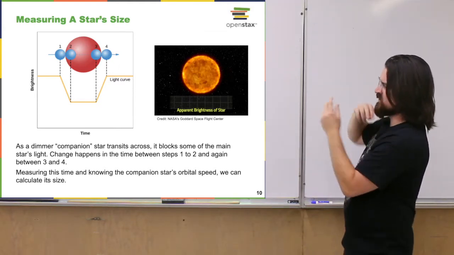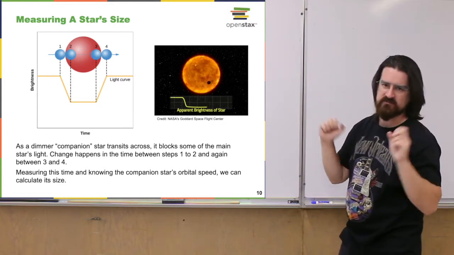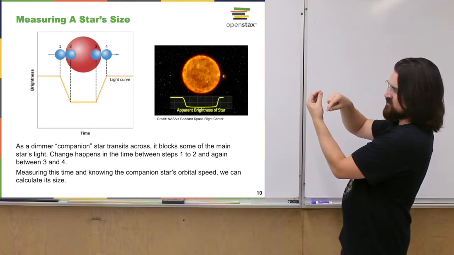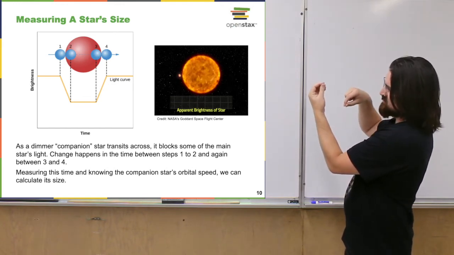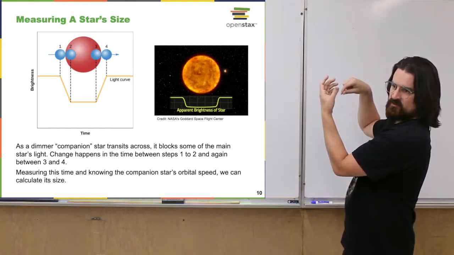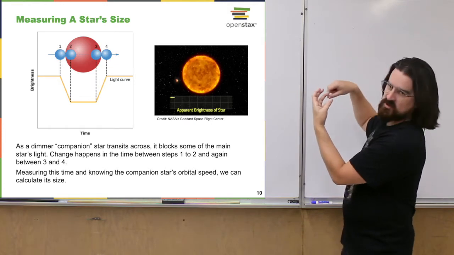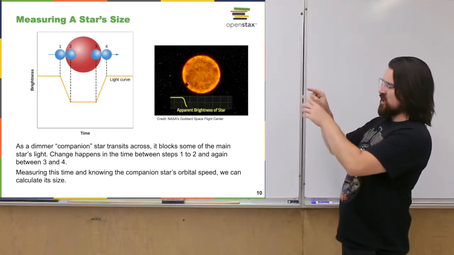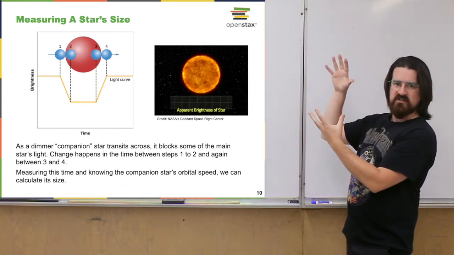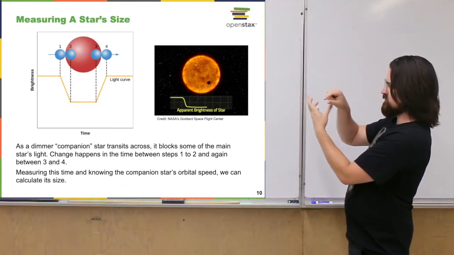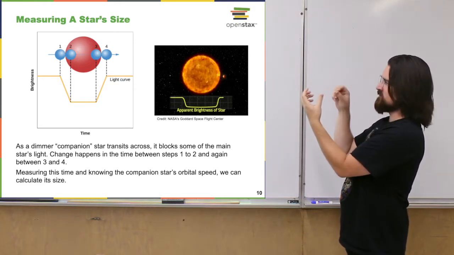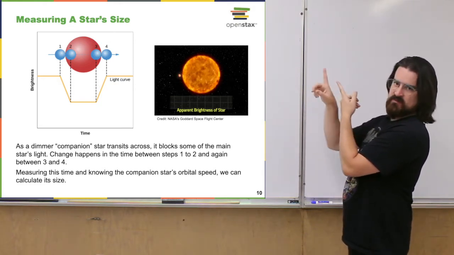So that little star, you call it the companion star, goes in front, starts blocking some of the light from the big star, and then eventually passes the other side, and all the light from the main star gets to us again. But if you think about it, the change from the full brightness of the main star to all the way down when the companion star is in front of it takes a certain amount of time.